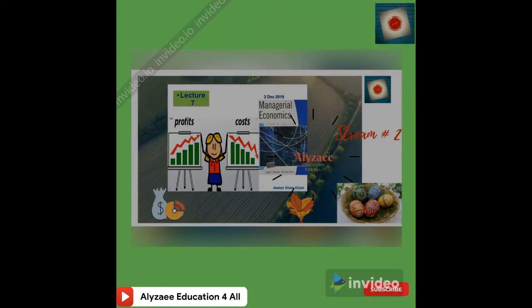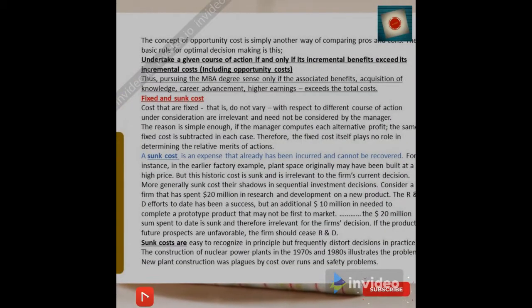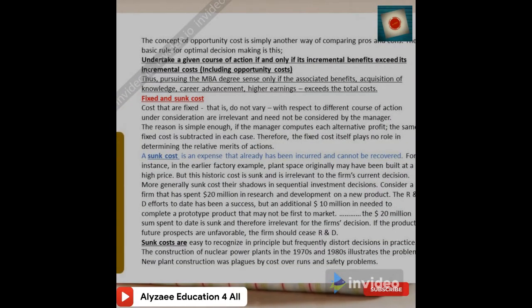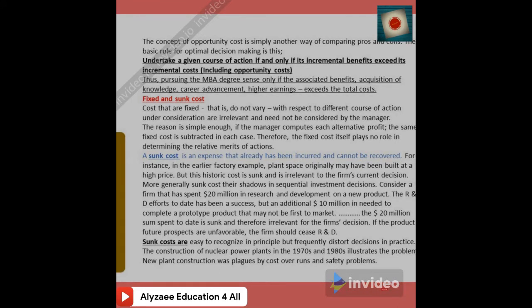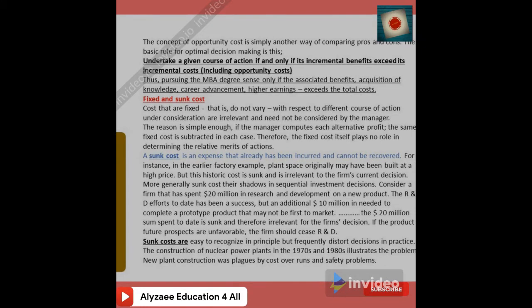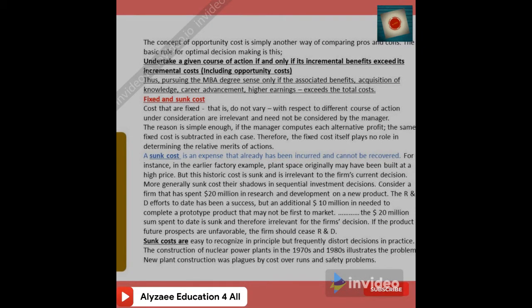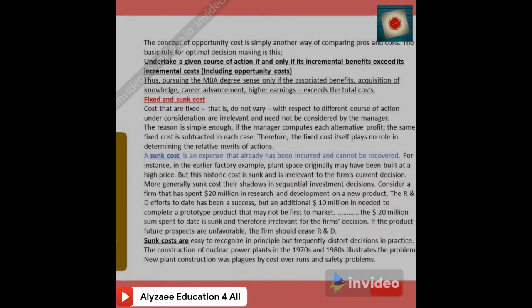In this particular lecture, we will be continuing on the cost functions. So now we will be discussing the concept of opportunity cost. The concept of opportunity cost is simply another way of comparing pros and cons. The basic rule for optimal decision making is this: undertake a given course of action if and only if its incremental benefits exceed its incremental cost, including opportunity cost.